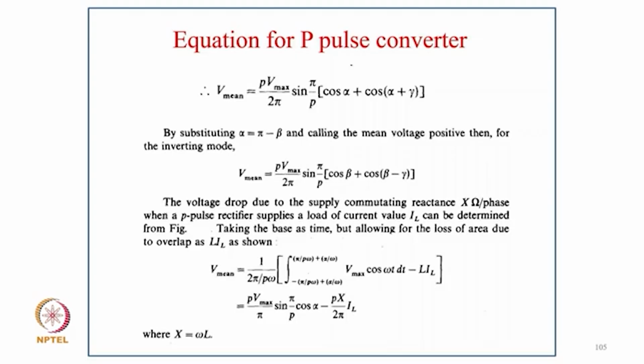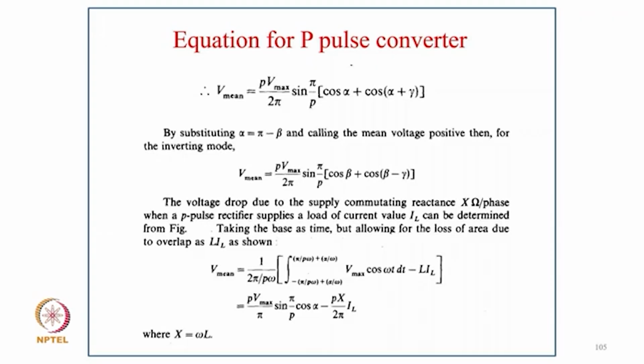in brackets cos alpha minus cos alpha plus gamma. By substituting alpha equal to pi minus beta, and calling the mean positive voltage, we get the inverting mode. So V mean is p V max upon 2 pi sin pi by p in brackets cos beta minus cos beta minus gamma. This is the voltage drop due to the supply commutating reactance X ohm per phase.